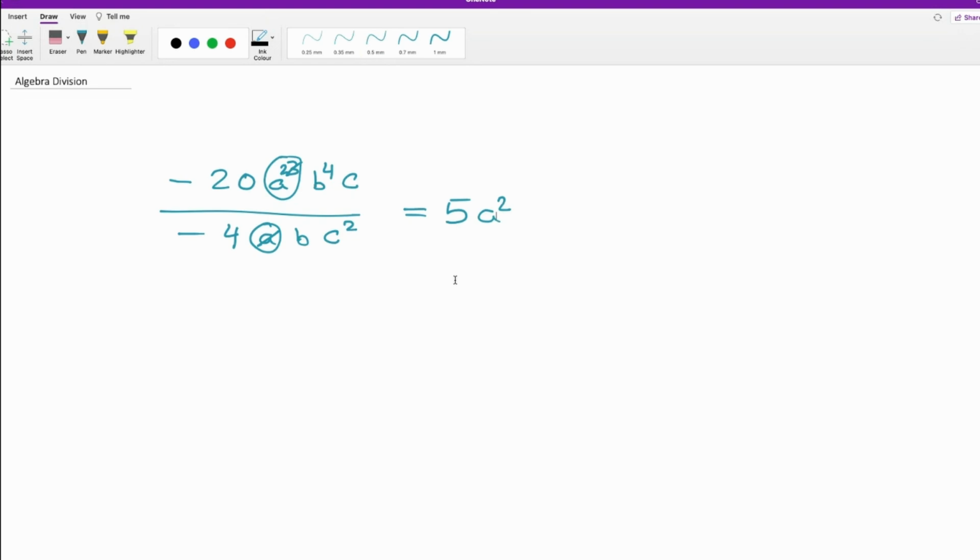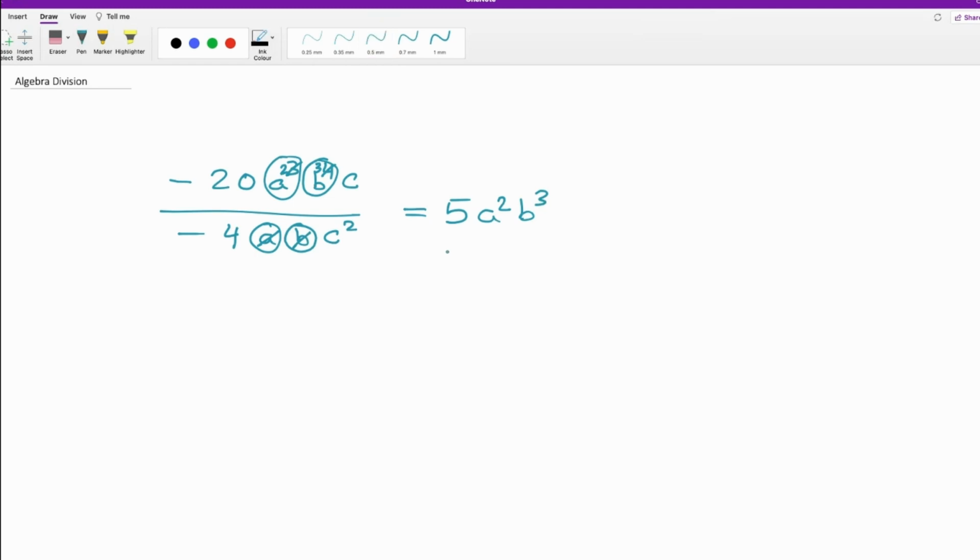The second step, let's have a look at the b's now. We have b to the power of 4 divided by b. So where is the higher power? It's at the top over here. B to the power of 4 divided by b. So one of these b's is going to cancel with one of these b's. That means instead of 4 at the top, there's going to be 3. So b to the power of 3.